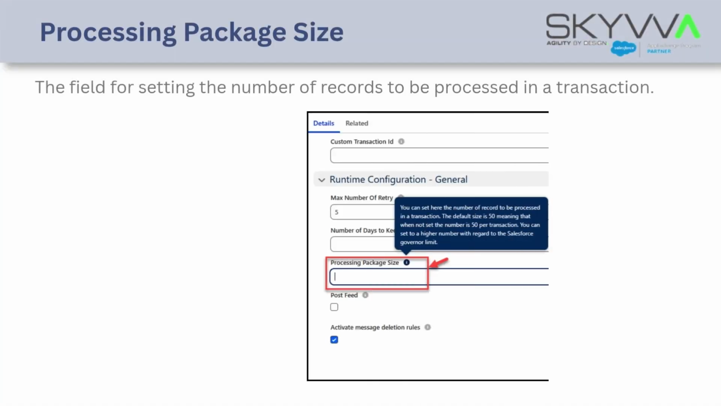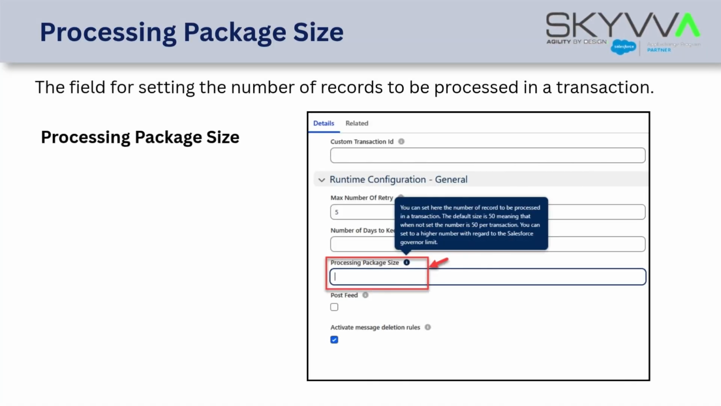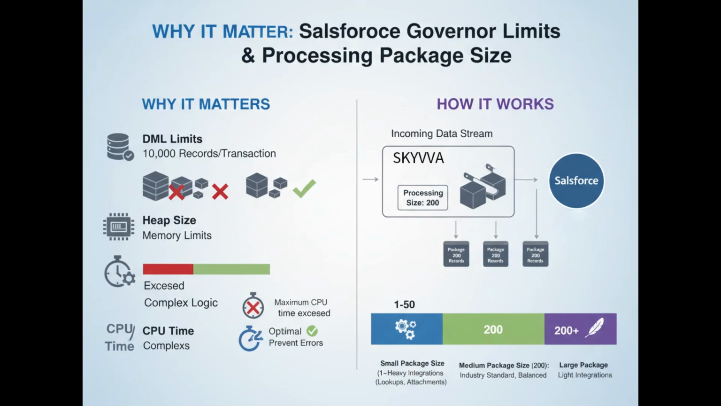In this case, we're focusing on using the processing package size feature with the V4 Integrate API. The processing package size field on the SKYVVA interface is the key to balancing integration speed with Salesforce governor limits. It defines how many records SKYVVA processes in a single batch.